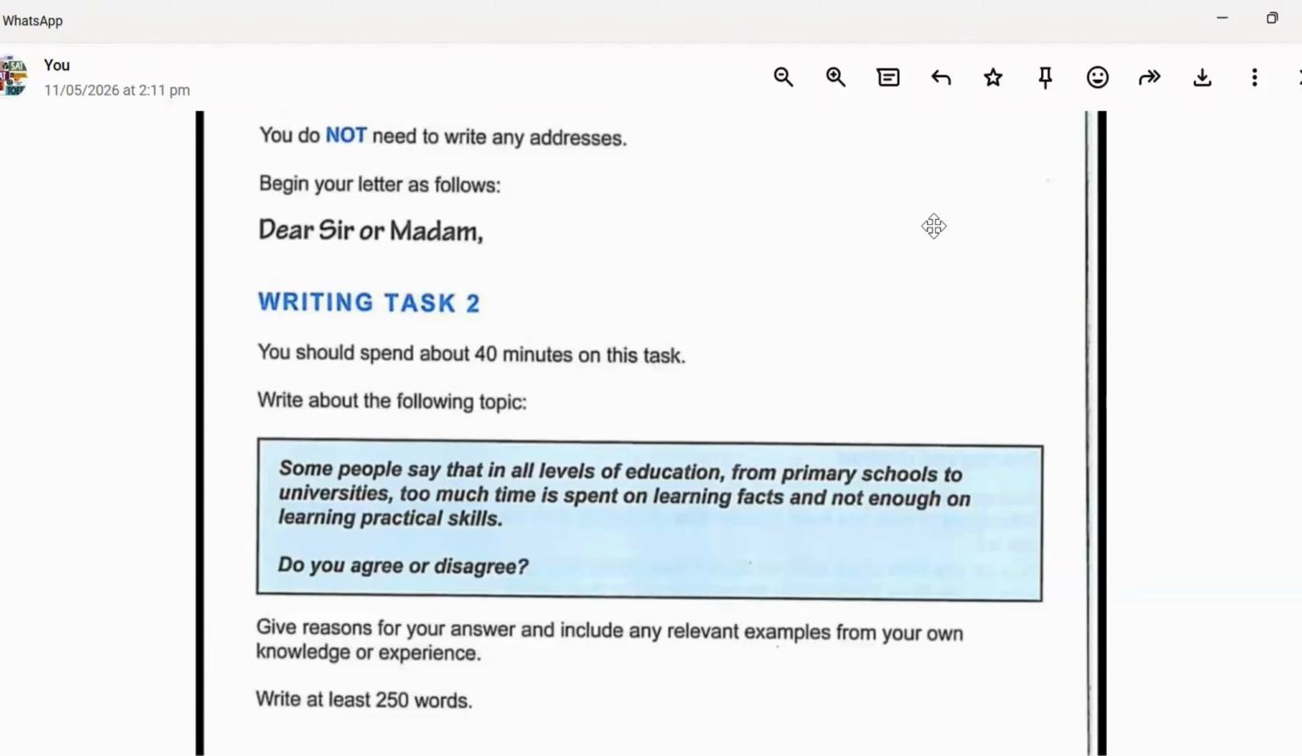All right. Now, next one is too much time is spent on learning facts. Okay, you can say a lot of time is devoted to theoretical learning. That's learning facts. And not enough on learning practical skills. What does that mean? That means and not enough on hands-on experience. It has to be hyphenated. Hands-on experience. Okay?